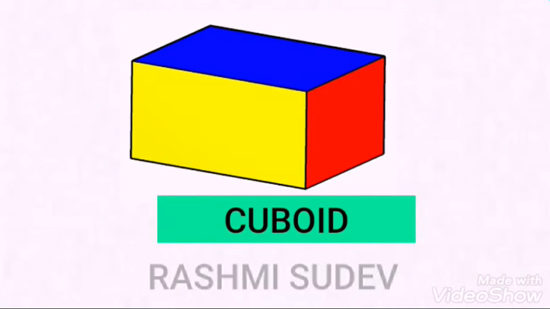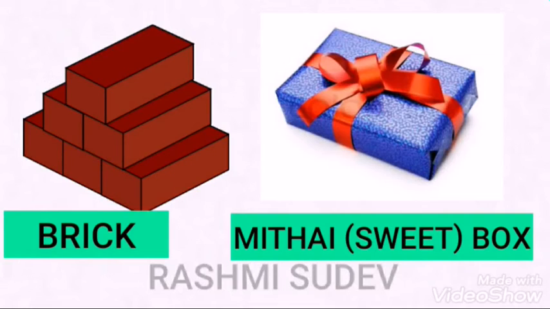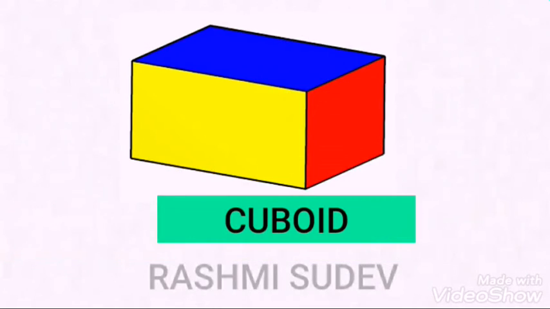Here is the first figure, cuboid, also known as parallelepiped. Definition of a cuboid or a parallelepiped: any object shaped like a brick or a sweet box or mithai box is called a cuboid. A cuboid has 12 edges. A cuboid has 8 corners.